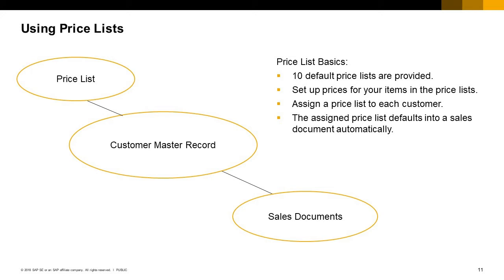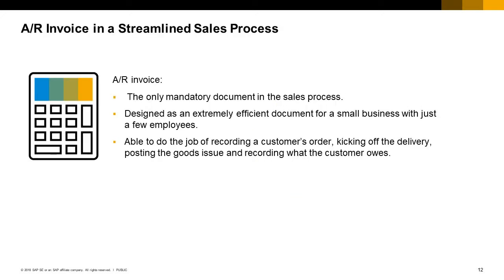Prices can also be changed in the sales order by authorized users. For example, a salesperson might give a 5% discount to a particular item or to a whole sales order. For our streamlined process, we will use just one document, the AR invoice. The AR invoice is the only mandatory document in the sales process. The AR invoice is designed to be an extremely efficient document for small businesses with just a few employees.